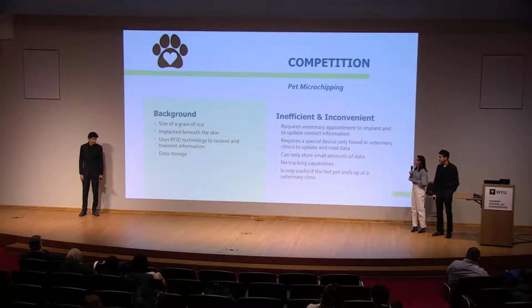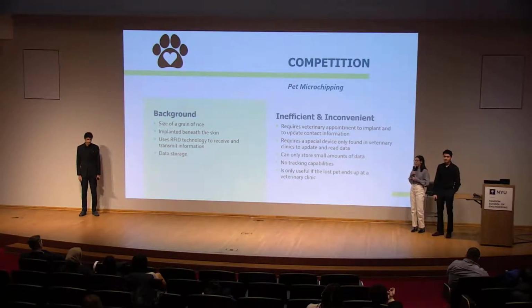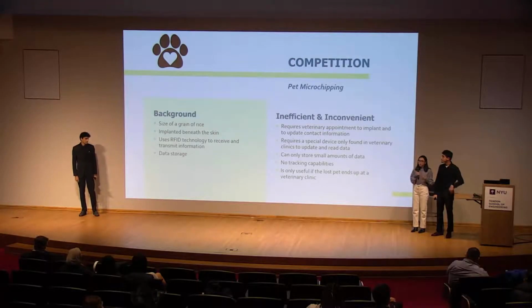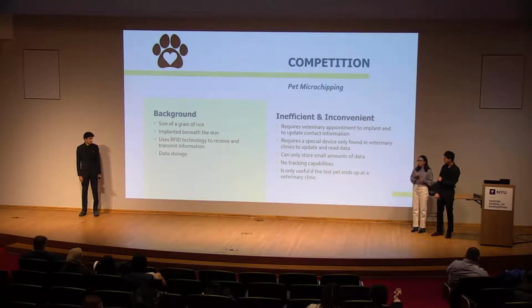Okay, so Daniel mentioned a little bit about this before. The only current competition that we have is pet microchipping, but like he said, it's very inefficient. In order to update your contact information, which is imperative to your pet being able to find its way home, you have to schedule an appointment at the vet's office and make your way there, which is very inconvenient for people with busy schedules. In addition to that, the only way that it's effective is if your pet finds itself at a vet clinic after it's lost, which is not a very likely occurrence since most of the time either nobody finds them or the people that do find them don't bring them to the vet's office right away. So even though it stores all this data, nobody can read it unless it ends up at a vet.